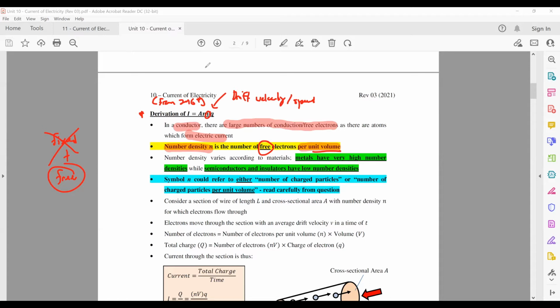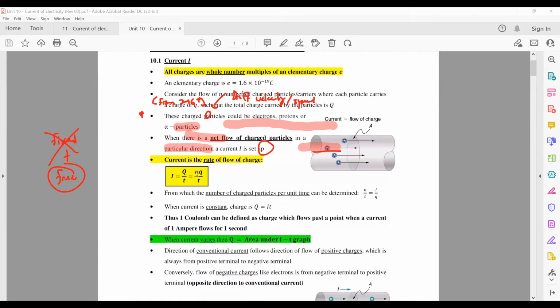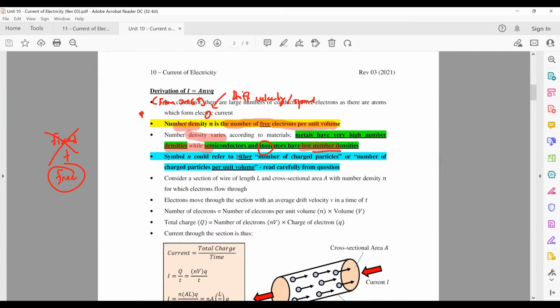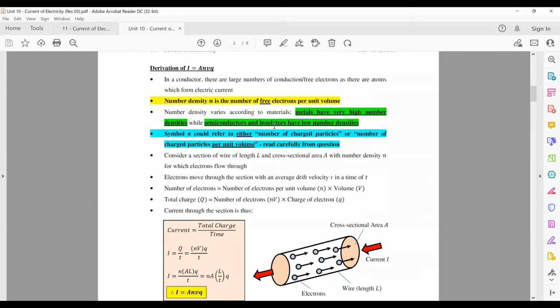Now, this small n that you see here looks like the small n that you saw on the previous page. Bear in mind that this is not talking about the same thing. On the previous page, the small n refers to number of charged particles, but the current small n refers to number of charged particles per unit volume. Which one it is, you will need to read carefully from the question. In your case, small n is number density.